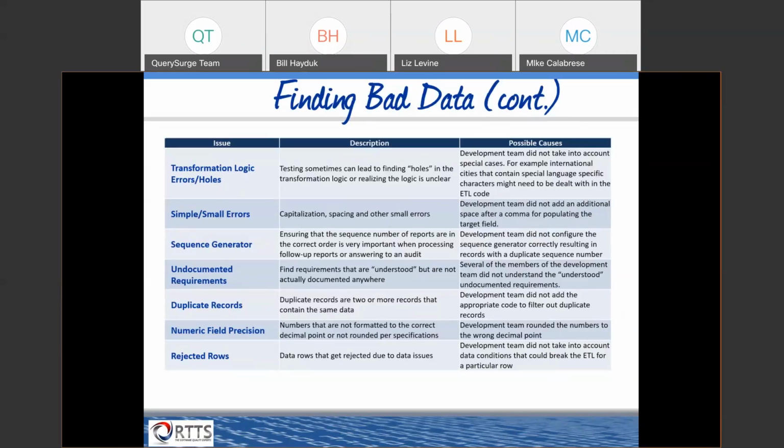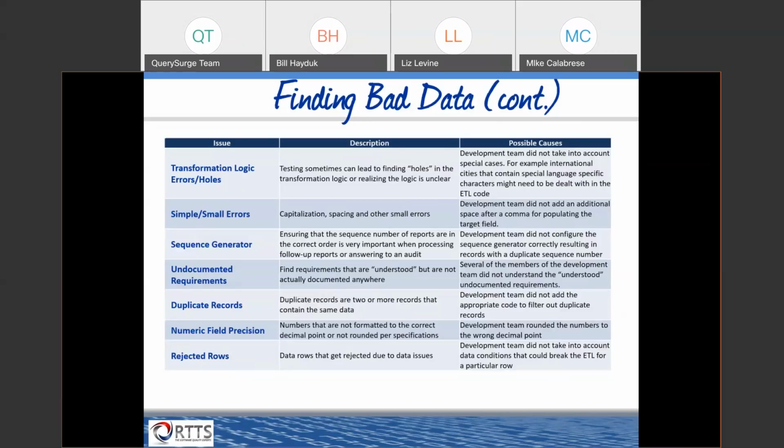Numerical field precision is another big one. Especially if you're dealing with any financial transactions, rounding is going to be a key issue here. You don't want to be over or under reporting any of those key financial indicators, and you want to make sure your numerical field precision is set to the expected value.